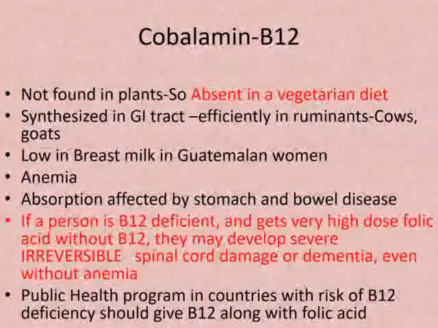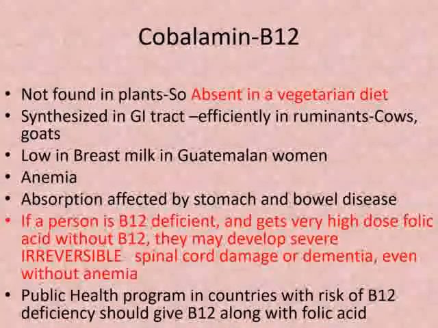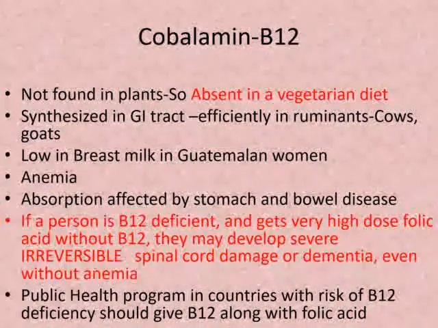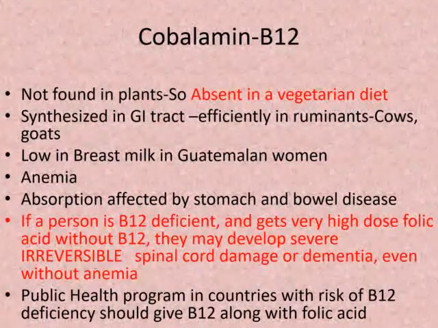Vitamin B12, cobalamin, is not found in plants, so it's absent in vegetarian diets. It is synthesized in the GI tract efficiently in ruminants, cows, and goats. It's been found to be low in breast milk in Guatemalan women. It, of course, causes anemia. Absorption is affected by stomach and bowel disease.